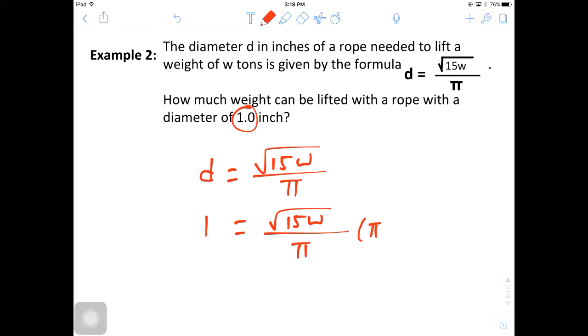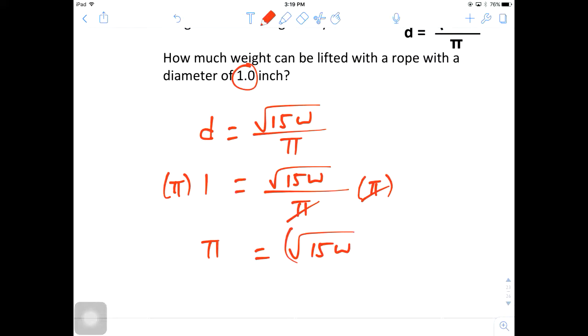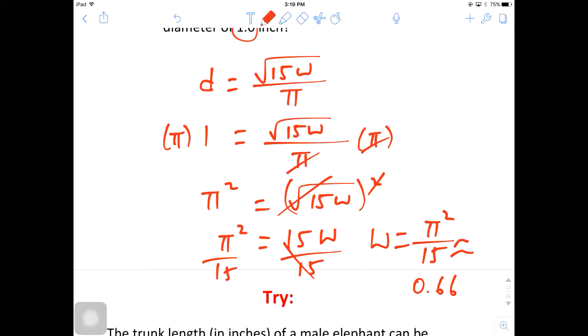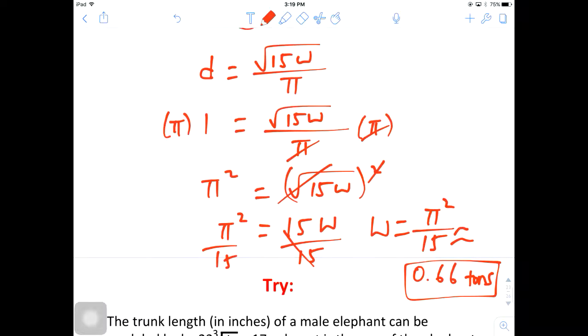I'm going to need to multiply both sides by pi because I don't like that pi on the bottom of a fraction. So we get pi equals square root of 15w. Next, I'm going to need to square both sides so that I can get rid of that square root. So I've got 15w equals pi squared. Next I'm going to divide by 15 to get w by itself. So w equals pi squared over 15, and if you divide that with your calculator, it should be about 0.66 tons. That's the weight that can be lifted with a rope of diameter 1 inch, and that's the end of this problem.